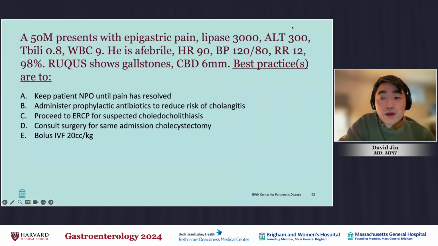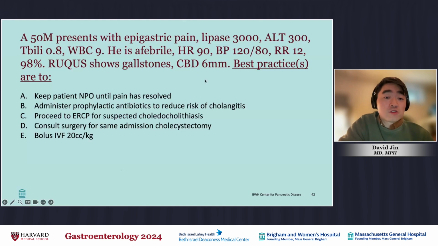So let's talk about how we manage acute pancreatitis with another question. It's a 50-year-old male who presents with epigastric pain, elevated lipase of 3,000, ALT of 300, total bilirubin is 0.8, white blood cell count of 9. He is afebrile, heart rate is 90, blood pressure is 120/80, respiratory rate is 12, and he sats 98% on room air. Right upper quadrant ultrasound showed gallstones and a normal CBD caliber of 6 millimeters.